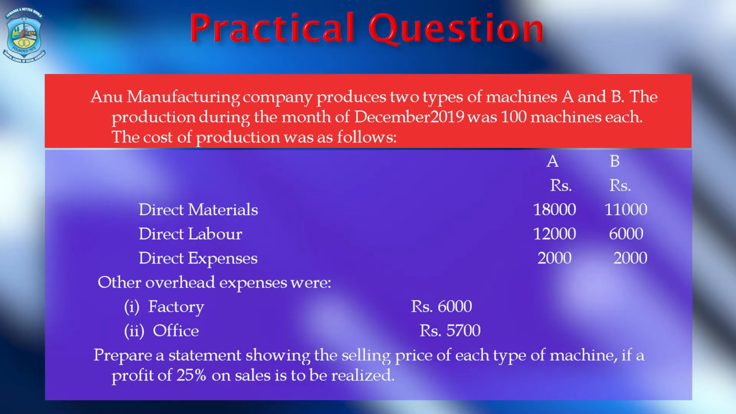Direct material for machine A is 18,000 rupees, for machine B is 11,000 rupees. Direct labor for machine A is 12,000 rupees, for machine B is 6,000 rupees. Direct expenses for machine A is 2,000 rupees and for machine B is 2,000 rupees. Other information given in the question is other overhead expenses were, number 1, factory 6,000 rupees and office 5,700 rupees. This is in common for machine A and machine B. Prepare a statement showing the selling price of each type of machine if a profit of 25% on sales is to be realized.